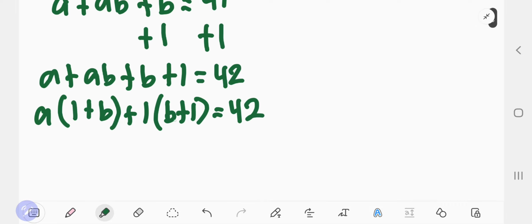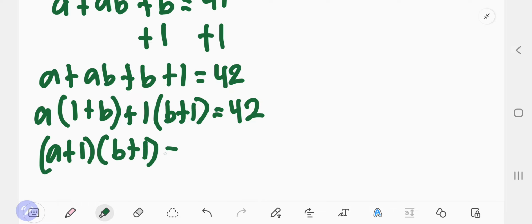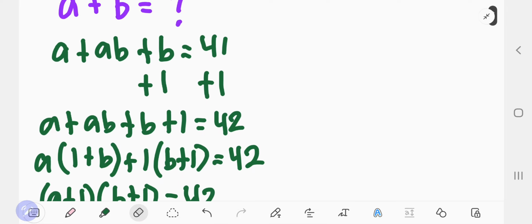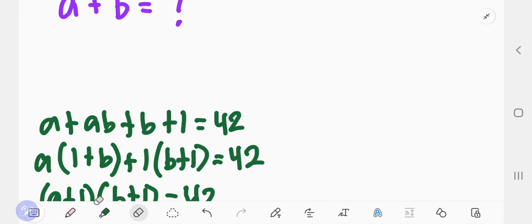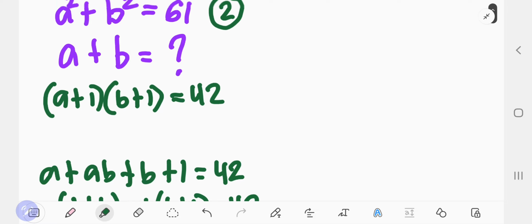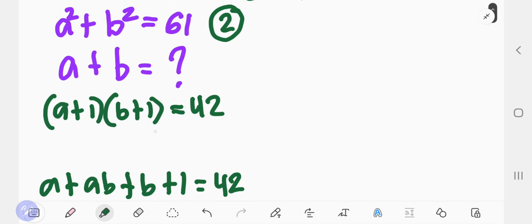1 plus b and b plus 1 are the same. So a times b plus 1 plus 1 times b plus 1 will become a plus 1 times b plus 1 is equal to 42. So our new equation number 1 is a plus 1 times b plus 1 is equal to 42. We can let it become our equation number 3.